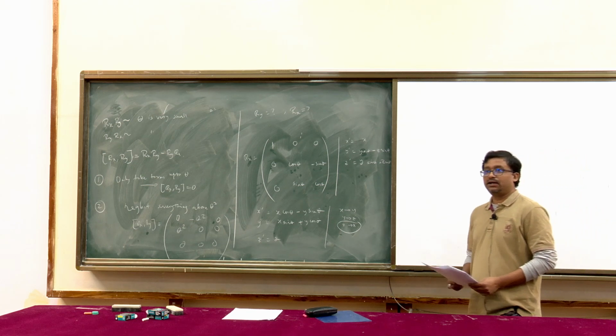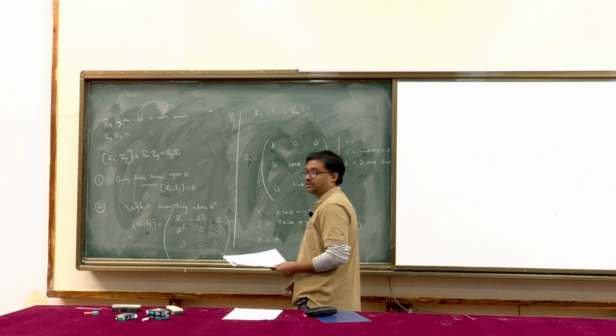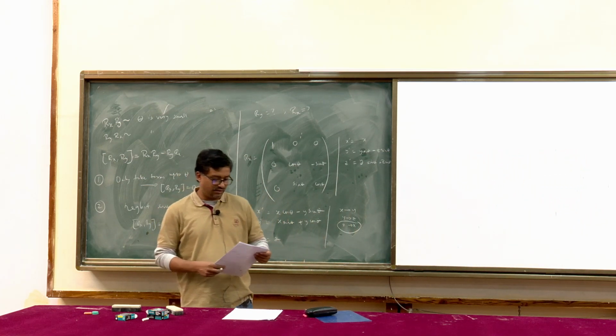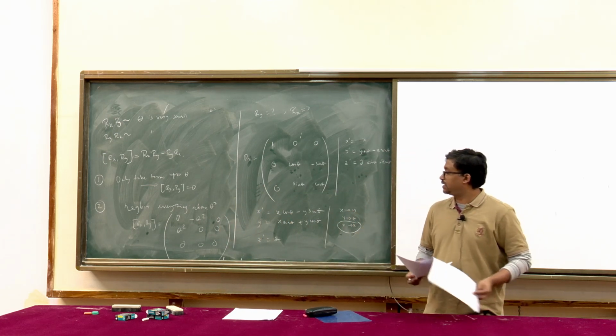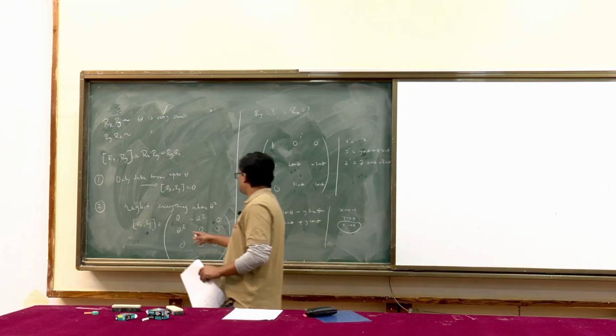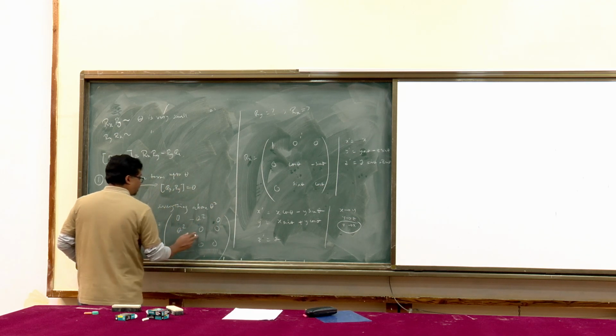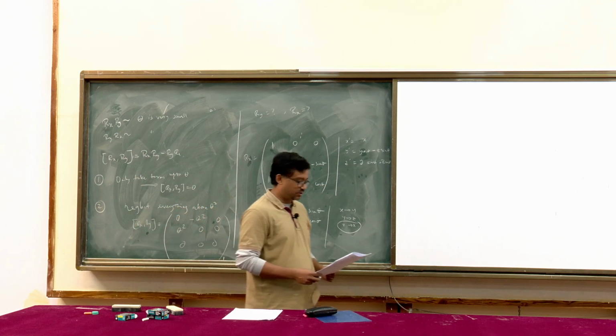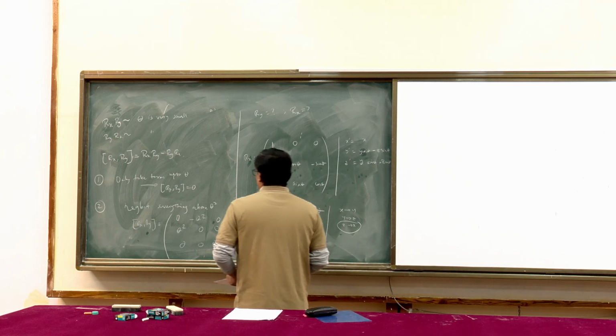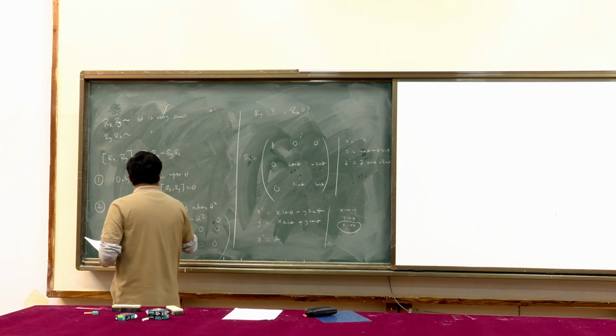If you do that, there might be algebraic mistakes that you have to take care of, but if you do that correctly, you should get this matrix: 0 minus theta square 0, theta square 0 0, 0 0 0. Okay, write it out. You should get that. Let me write it in a slightly different way.